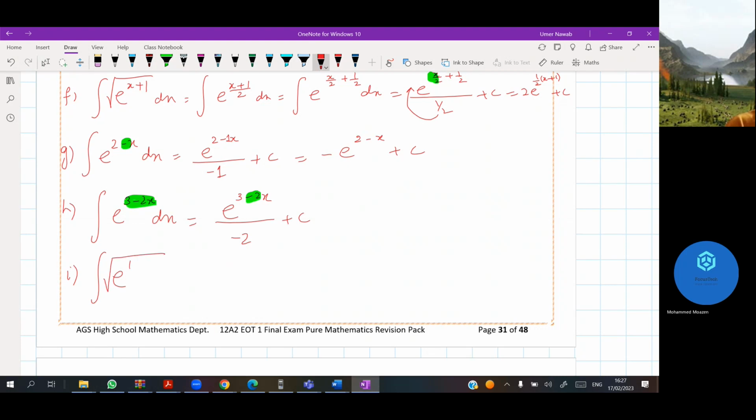And then finally, the i part: integration of e raised to the power of the square root of 1 minus x. I'm going to write it as e raised to the power 1 over 2 minus 1 over 2 x, divided by 1 over 2, plus c. This 2 goes up, and then I write 2e raised to half minus half x plus c.